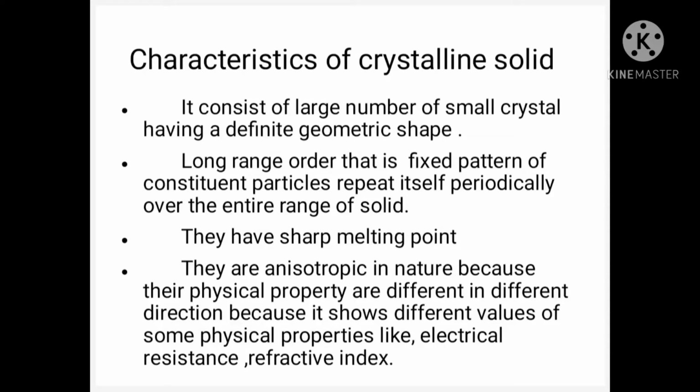Next is characteristics of crystalline solid. It consists of a large number of small crystals having a definite geometrical shape. Long range order, that is because a fixed pattern of constituent particles repeat itself periodically over the entire range. They have sharp melting point and they are anisotropic in nature because their physical properties are different in different directions. Physical properties include electrical resistance, refractive index, etc.